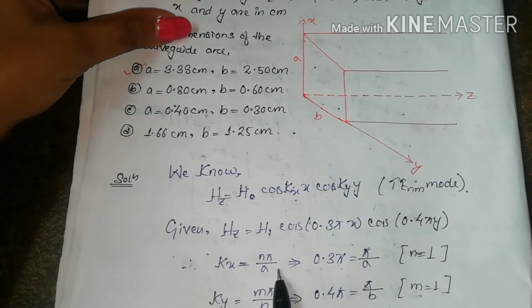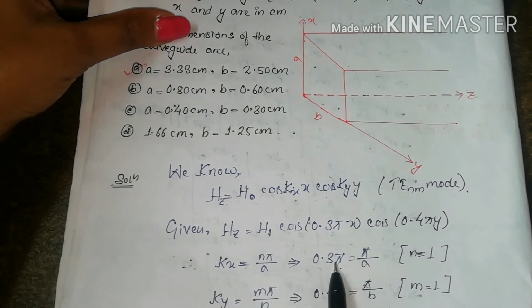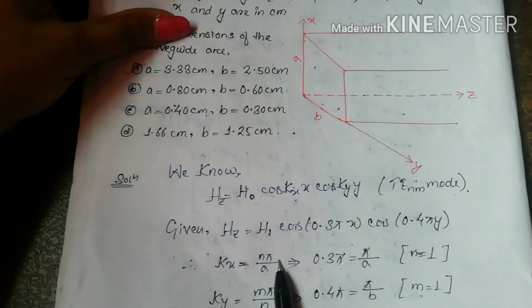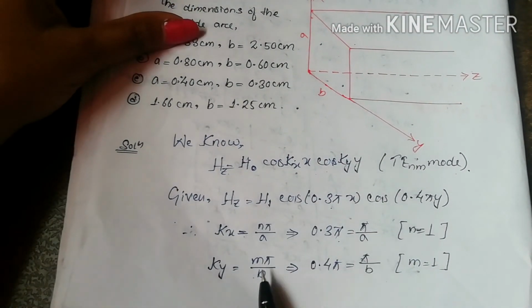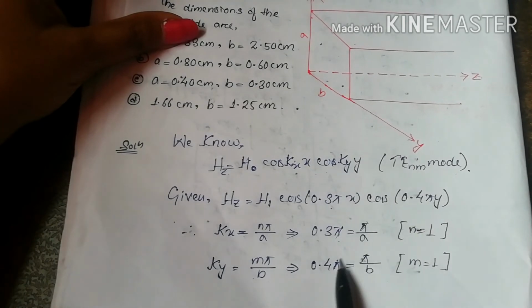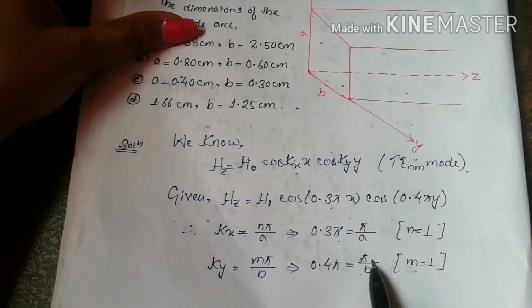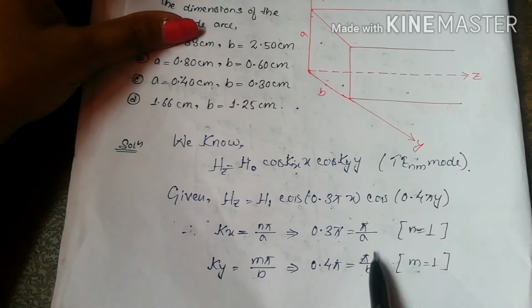So finally, what will we write? kx = m pi by a, and kx is 0.3 pi, and with m = 1 we will have pi by a. Similarly for ky we will have n pi by b. ky = 0.4 pi, right? Which equals pi by b since n = 1. Now we will find the values of a and b from these equations.